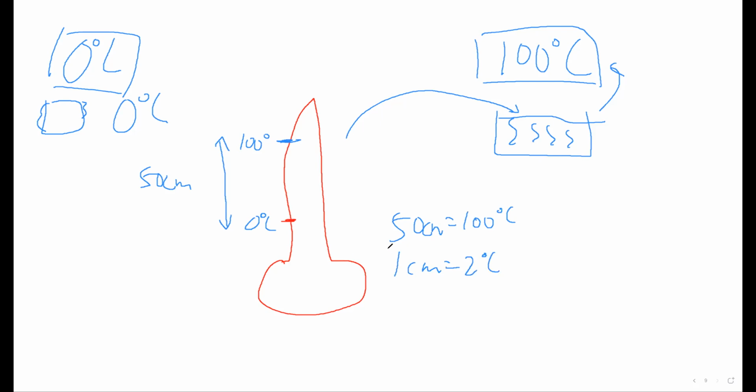From here, once I have this information, what I'm going to do is write: after 1 cm, it's going to be 2 degrees Celsius. Another cm, 4 degrees Celsius. Another cm, 6, and another cm, and another cm, all the way until you get to 100 degrees Celsius. Do you understand what I'm talking about? In terms of calibration, having these two known specific temperatures is very, very important.